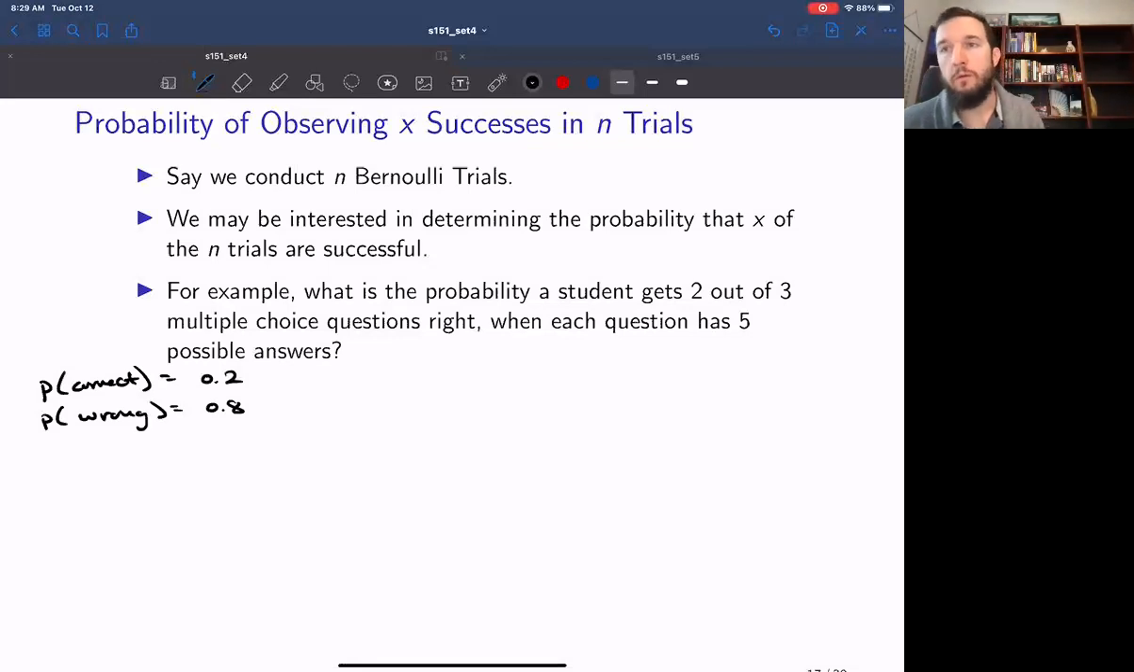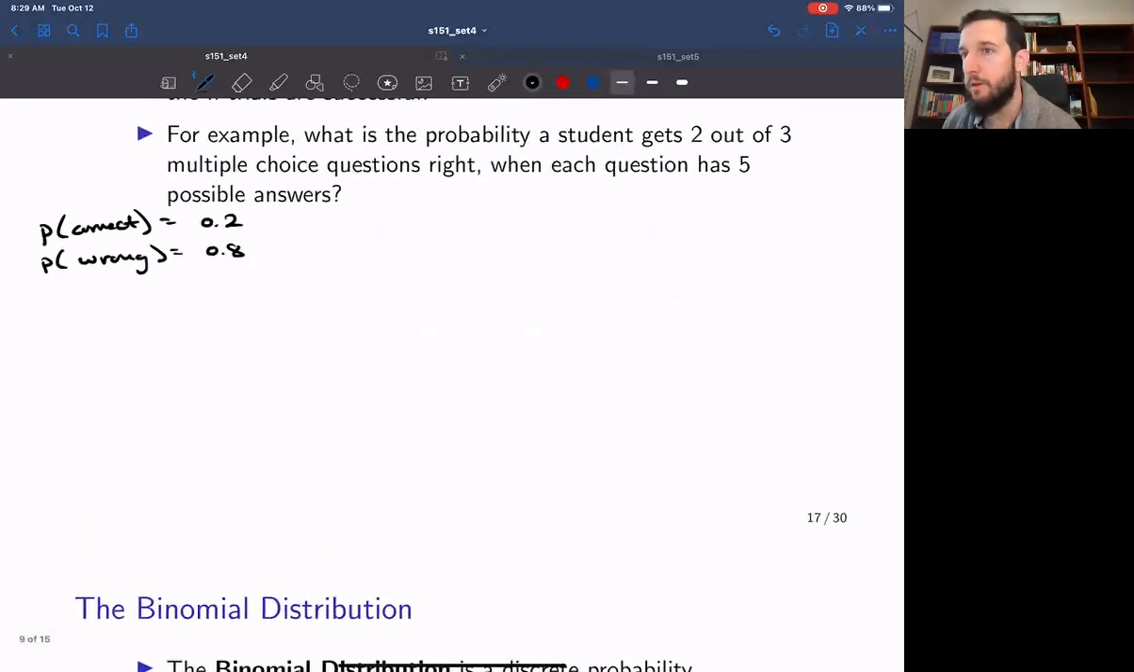Okay, so we want to know the probability of getting 2 out of 3 questions correct. The way that we can figure this out is, again, we can use what's called a tree diagram. A tree diagram looks like this. So this is going to be Q1. Then we're going to have Q2. And then we're going to have Q3.